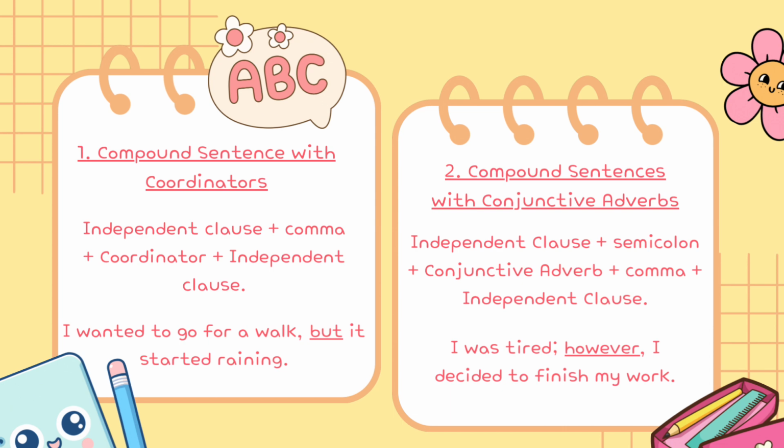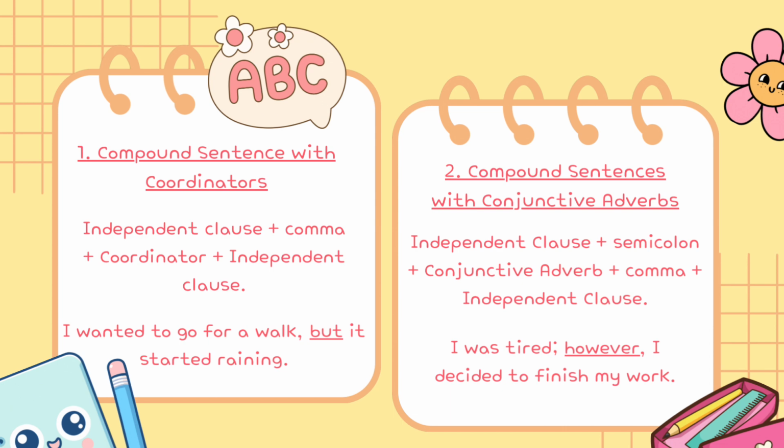Notice that there is a comma after the first independent clause. Remember, there are only 7 coordinators: for, and, nor, but, or, yet, and so. For example, I wanted to go for a walk, but it started raining. There are 2 independent clauses in this sentence. First, I wanted to go for a walk, and second, it started raining. They are joined by the coordinator but, with a comma after the first clause.